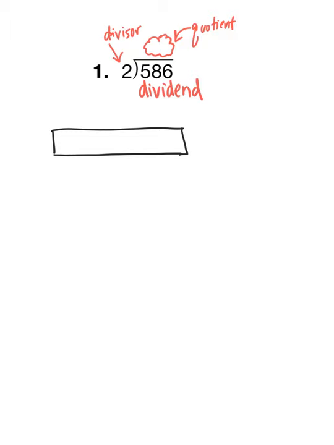So I'm going to label this 586. And we're going to figure out how many groups of 2 can fit into that 586. So 2, that's our divisor. We're figuring out how many groups of 2 we can make.